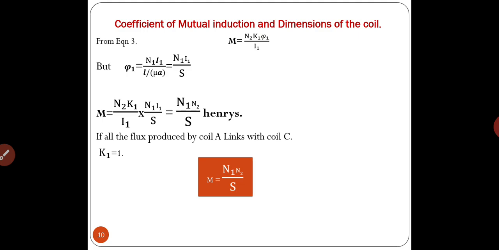If the flux produced by the coil A links with the coil C, K1 is equal to 1. Here, if the total flux produced in coil A links with coil C, then K1 is equal to 1. That is, K1 is the flux linking with the coil, and M is equal to N1 into N2 by S is the expression given for coefficient of mutual inductance and dimensions of the coil.